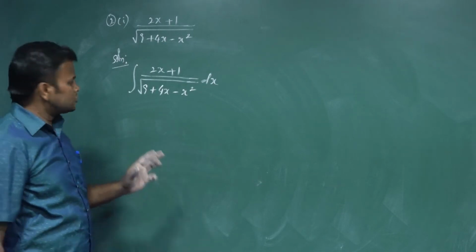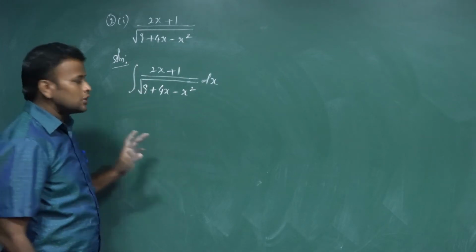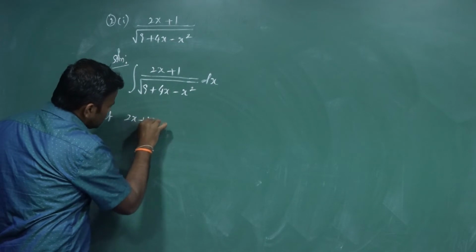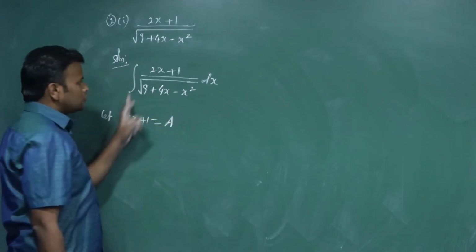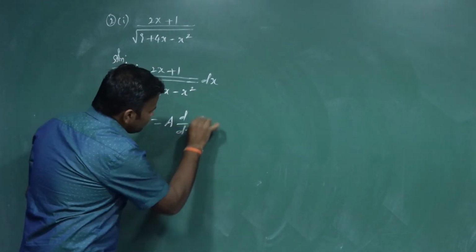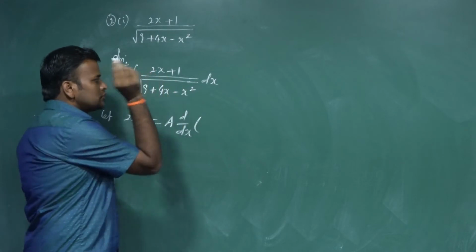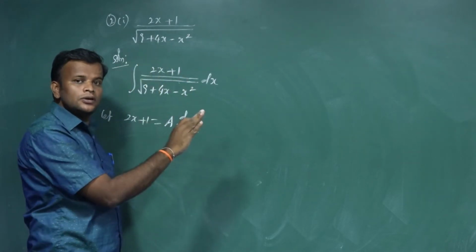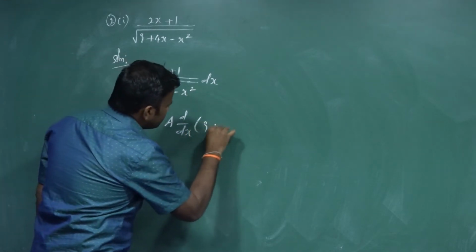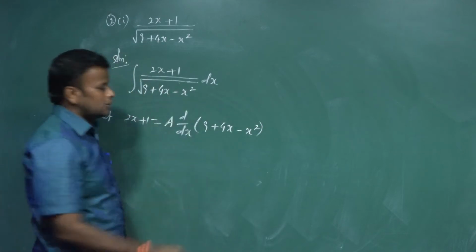The working rule is the same whether the denominator lies within a square root or without. What is the working rule? We let the numerator 2x plus 1 equal a times d by dx of the denominator. We leave the square root and just write the quadratic factor: 9 plus 4x minus x square, plus b.